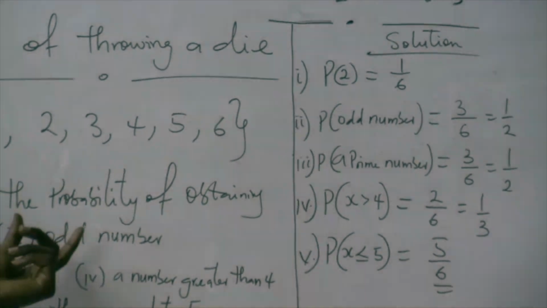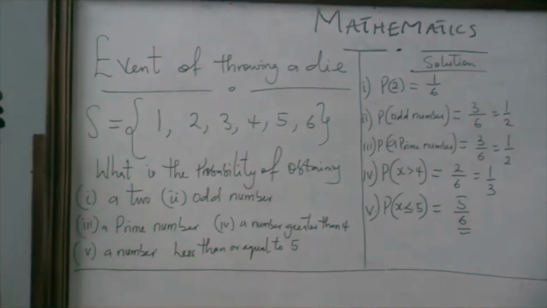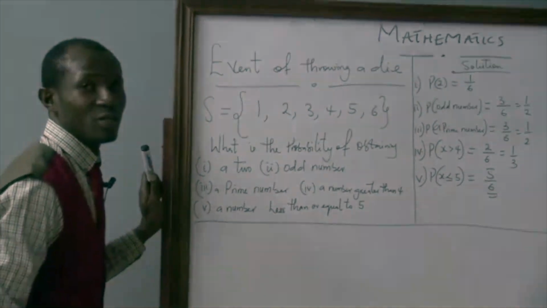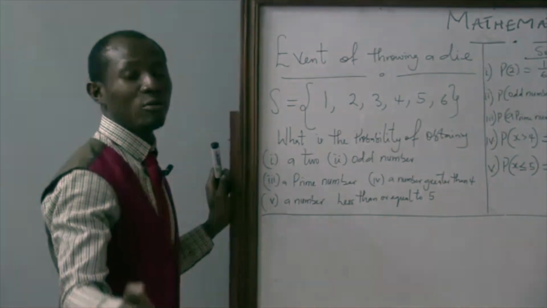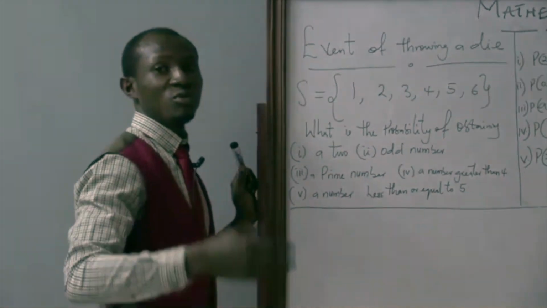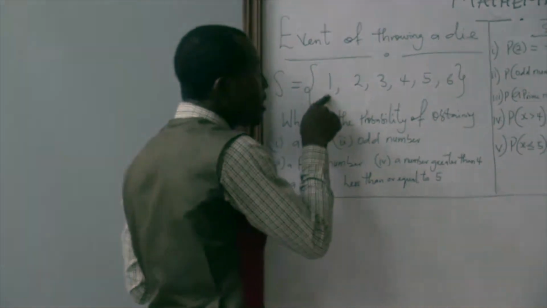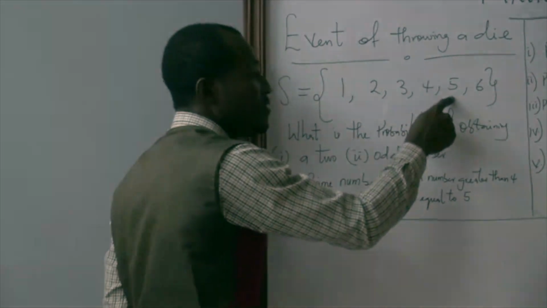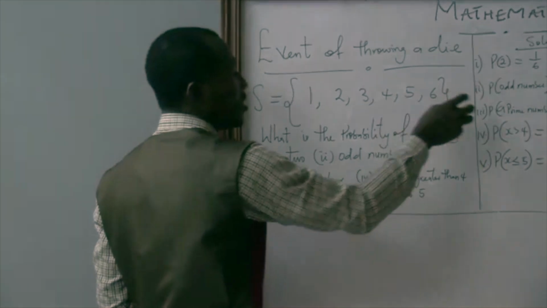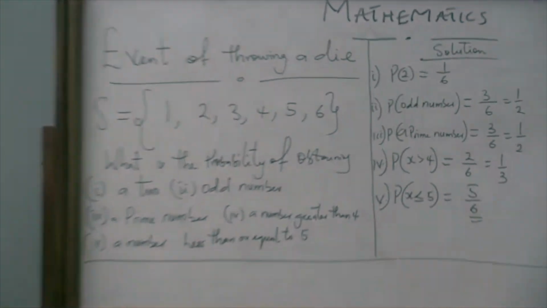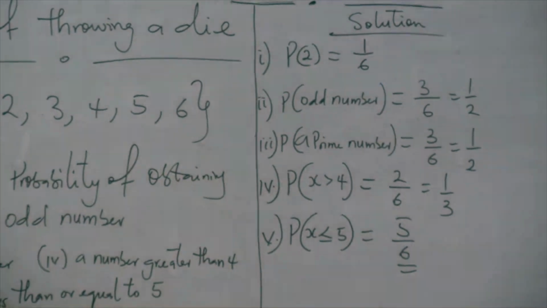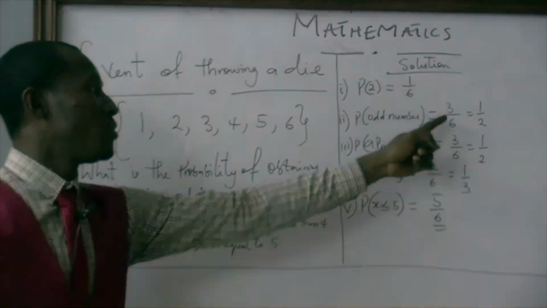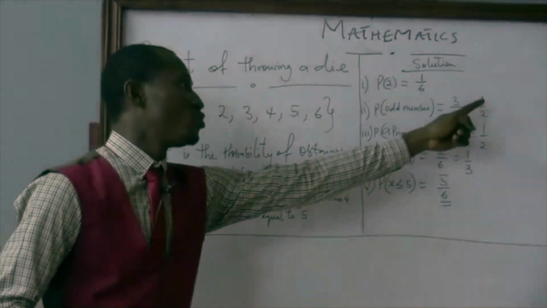Again, what's the probability of obtaining an odd number? So you come to the sample space. How many odd numbers do we have? Number of favorable outcomes over total possible outcomes. So we have 1 is an odd number, 3 is an odd number, 5 is also an odd number. So if I count 1, 2, 3, we have 3 divided by 6, the total possible outcome. So 3 divided by 6, if you reduce to the lowest term, 3 in 3 is 1, 3 in 6 is 2, 1 over 2.